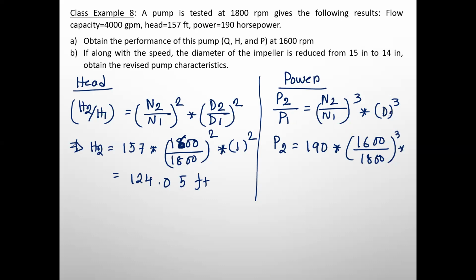That should be D2 over D1. If you do the calculation, that should be 133.44 horsepower. Now you can see instead of 157, we got 124. Instead of 190, we got 133, just by reducing the speed. Okay, now let's work with part B.